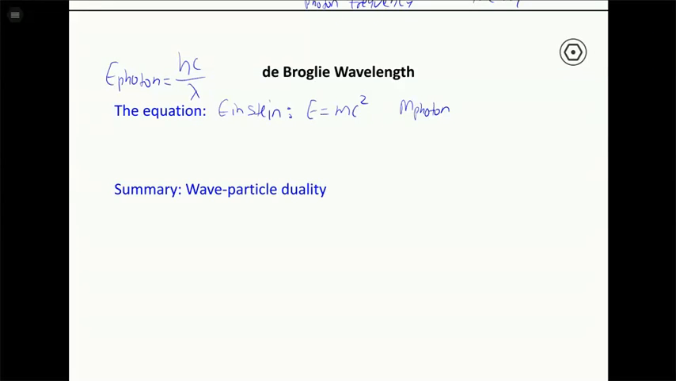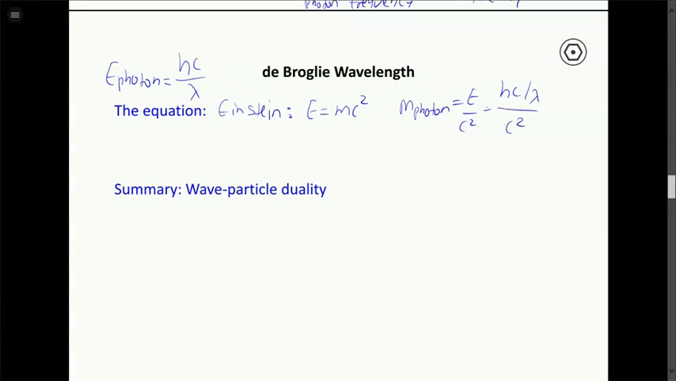So the effective mass of a photon is E over c squared, and we know that the energy for a photon is hc over lambda. So we can rewrite this as hc divided by lambda, divided by c squared, which is h over lambda c.